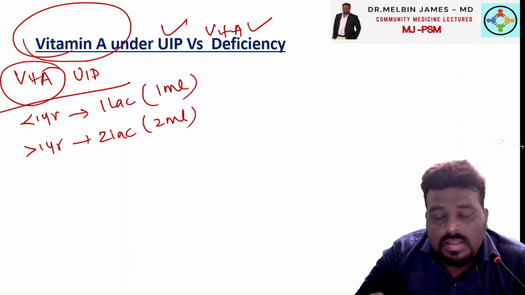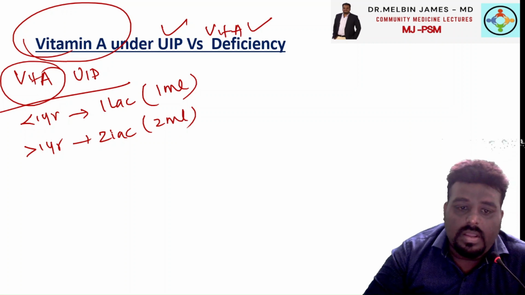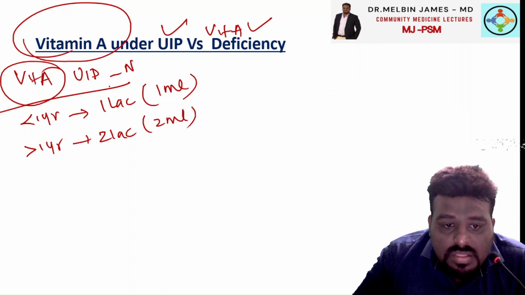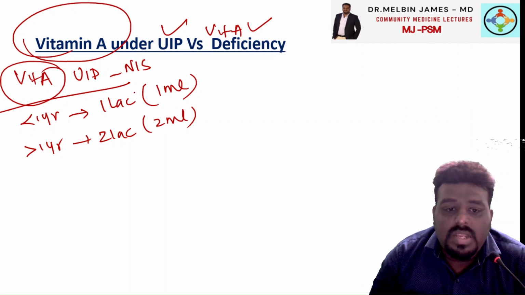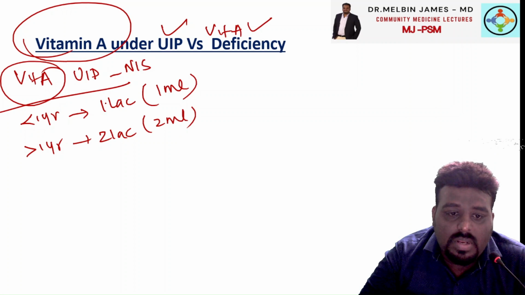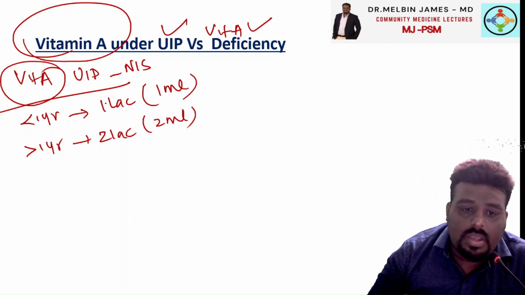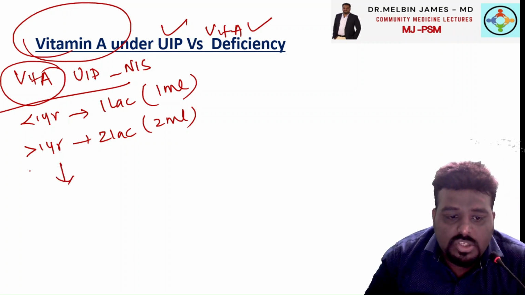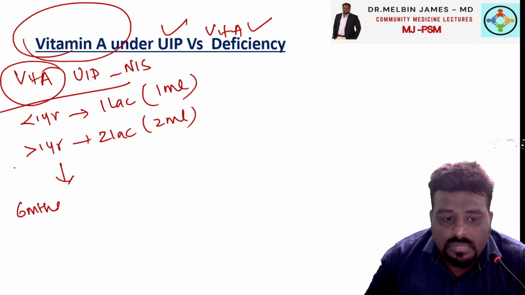Only these doses are given as vitamin A under the UIP National Immunization Schedule. 1 ml means 1 lakh, and it is given with a spoon. There is a separate spoon for vitamin A, or nowadays it also comes in capsule form, a 1 ml capsule and a 2 ml capsule. Totally, this should be repeated every 6 months.